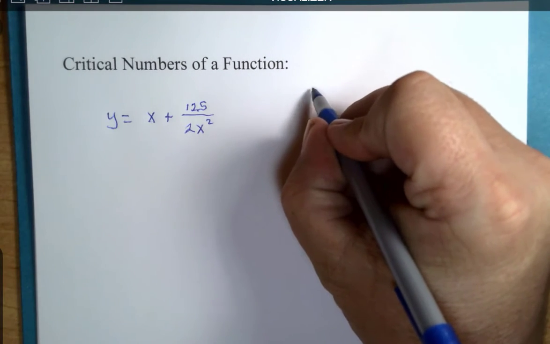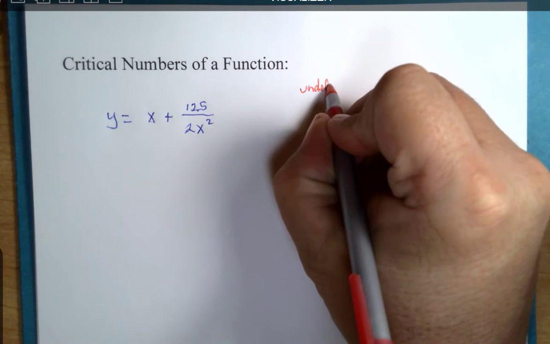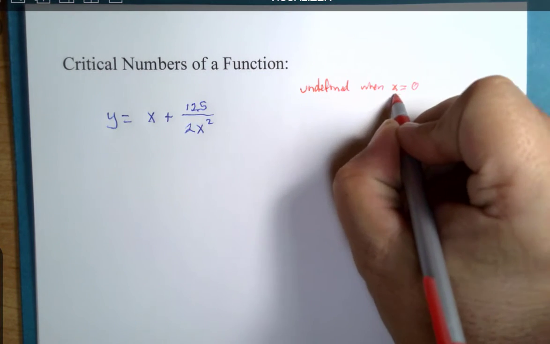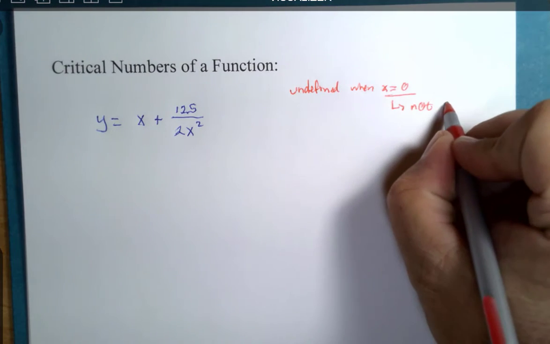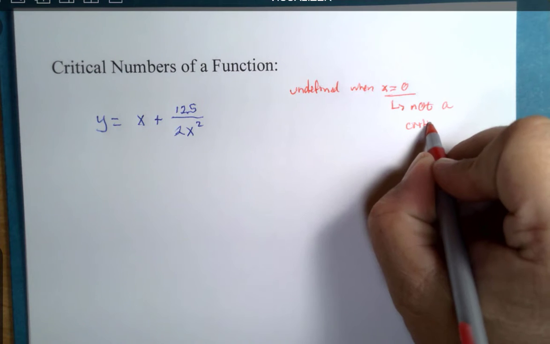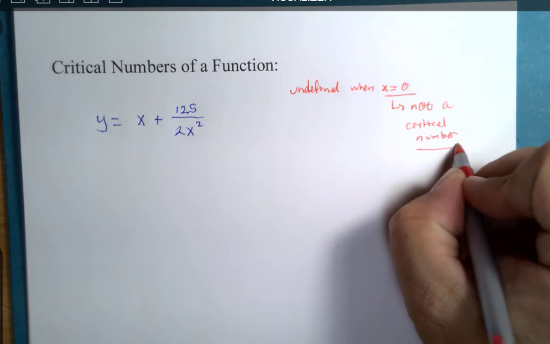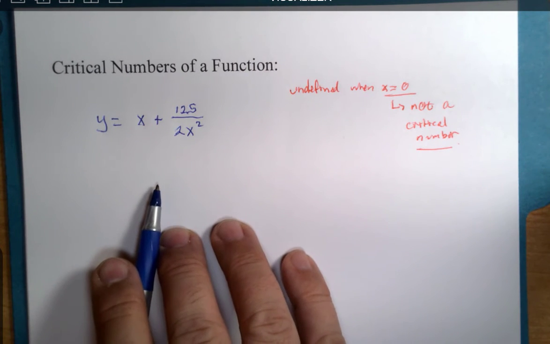So I'm just going to make a little notation here. Maybe we should use a different color. Undefined when x equals 0. And let me just make it a little bit bolder here. This is not a critical number. I like to tell my students that it's important when we move forward in the chapter. It's an important place, but the definition of a critical number is, first and foremost, it must be on the function. Defined, they would say.